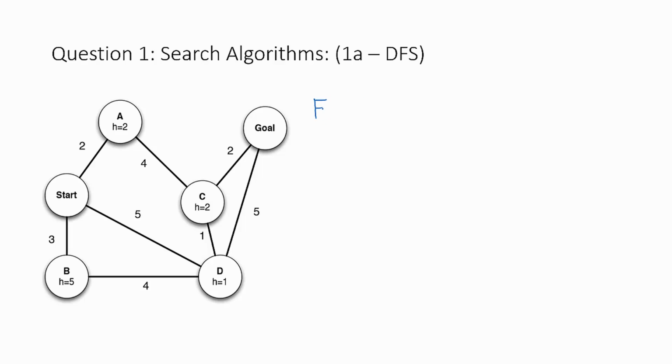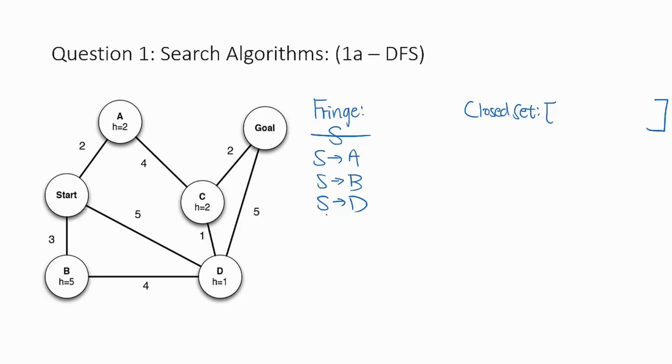We'll start off by having a fringe that just contains the path S and a closed set that is initially empty. We'll pop S off the fringe because that's all we have right now, and we'll push S's successors onto the fringe, which in this case is S to A, S to B, and S to D. Okay, good. And S will go into the closed set.